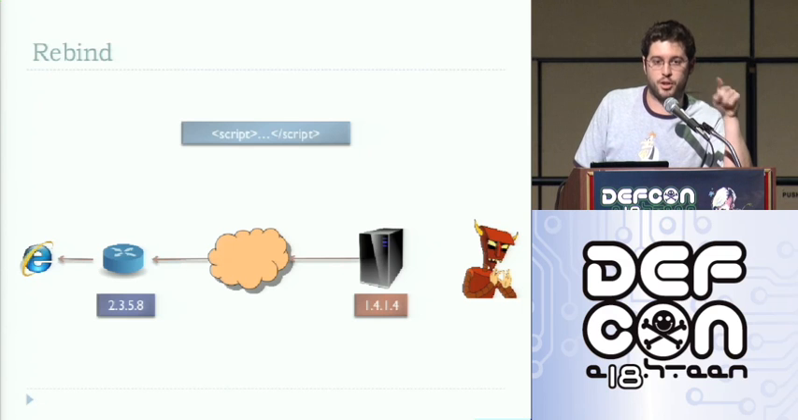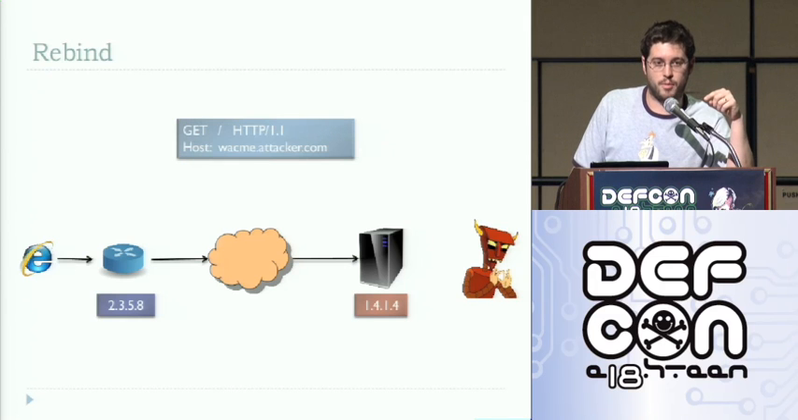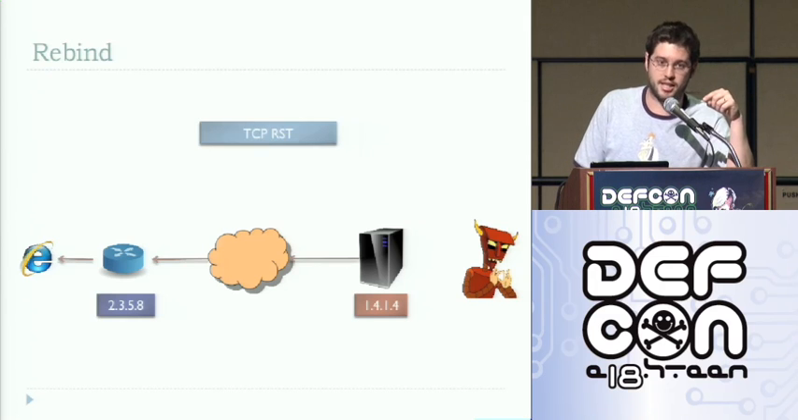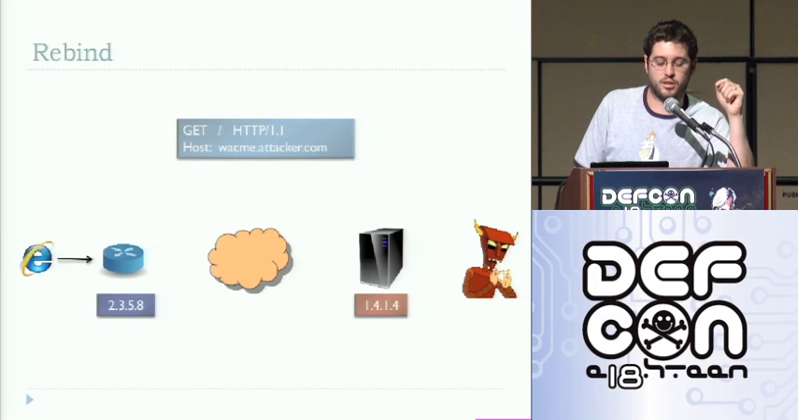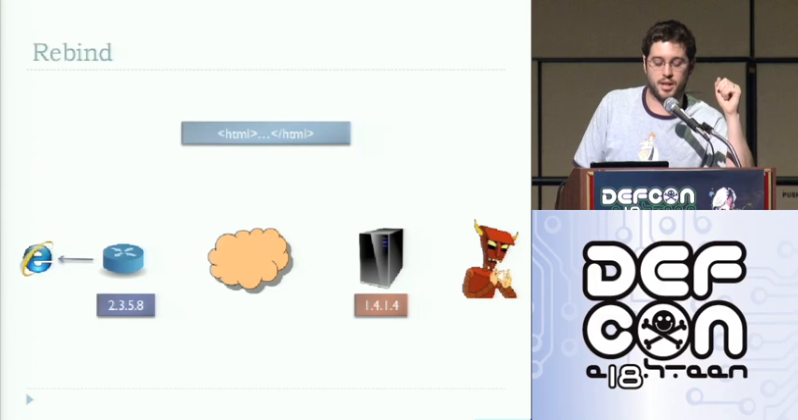Once the browser has that JavaScript code, Rebind tells the IP tables firewall, block everything coming into port 80 from 2358 with a TCP reset packet. So when the JavaScript attempts the connection back to the Rebind server, it gets a TCP reset packet, and now the browser is going to rebind to the second IP address, which is the router's public IP. And so now the JavaScript has interactive access to the router.